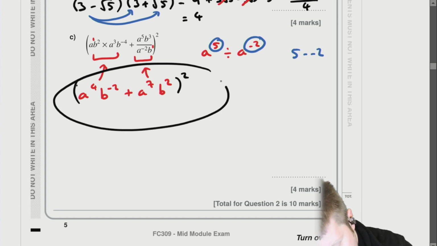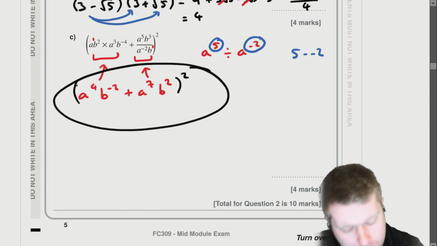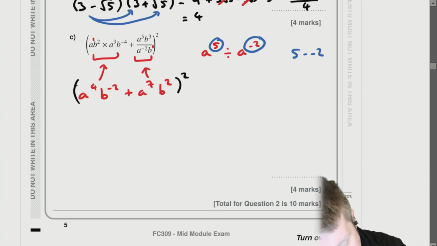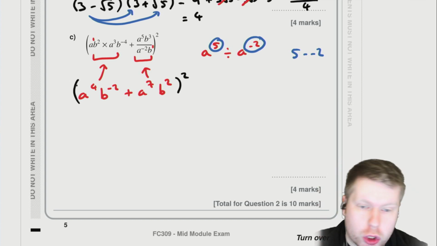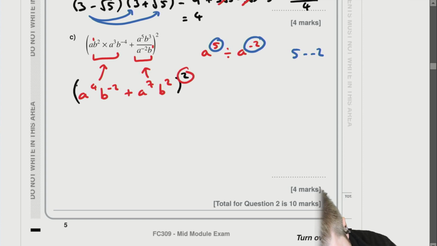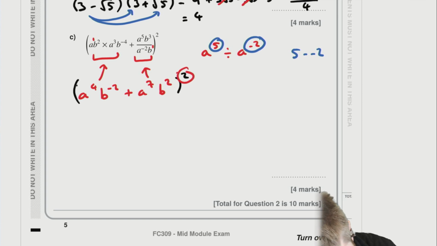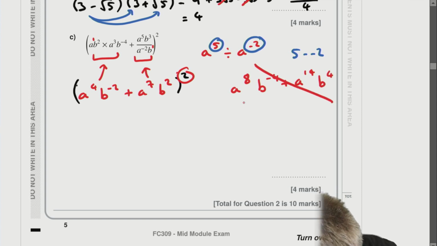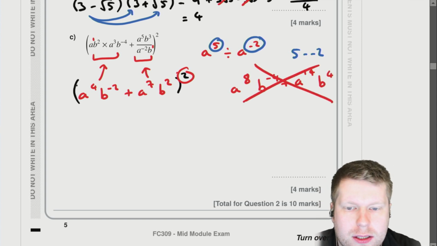However, this is where the common error occurred. People fail to realise what you should do with the power of 2. The most common error, and I'm going to write this in red because you should not do this, was to distribute this 2 over everything inside the brackets. So in other words, they took 2 and multiplied it with the 4 to get a to the 8, and then b to the negative 2 times 2 to get b to the negative 4, and then a to the 7 times 2 to make a to the 14, and b to the 2 times 2 to make b to the 4. And that is absolutely not correct, okay?